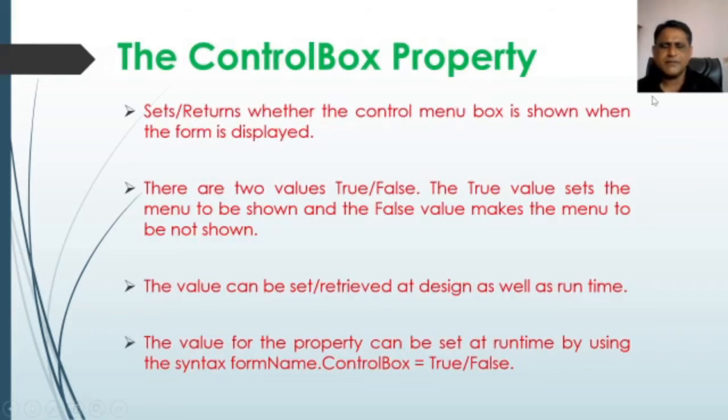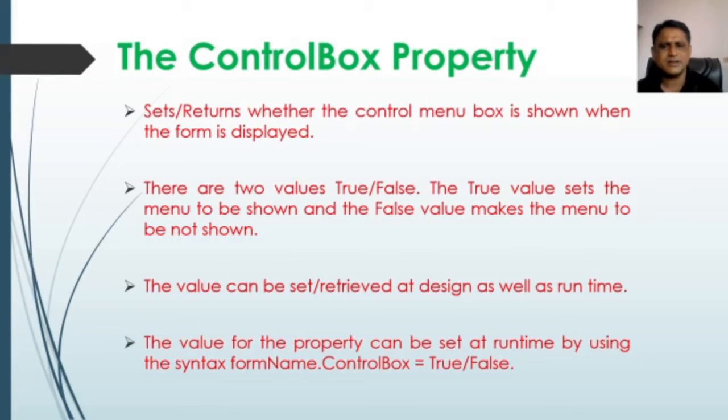Then we have the control box property. The control box is a system defined menu which appears for each and every form you define in Visual Basic. It will appear normally in the title bar in the top left corner. When you click on this control box, the control menu will be displayed.